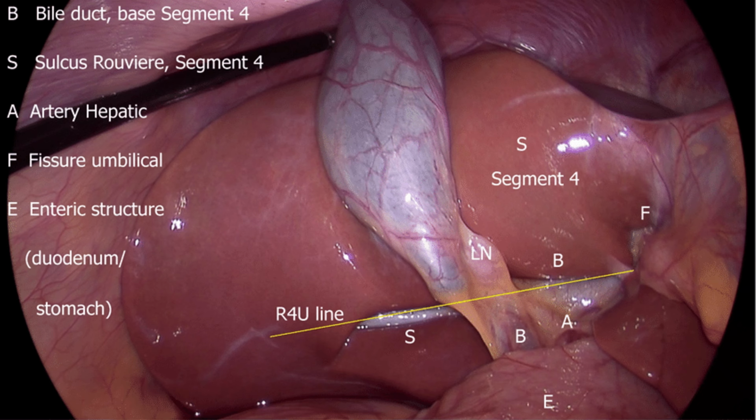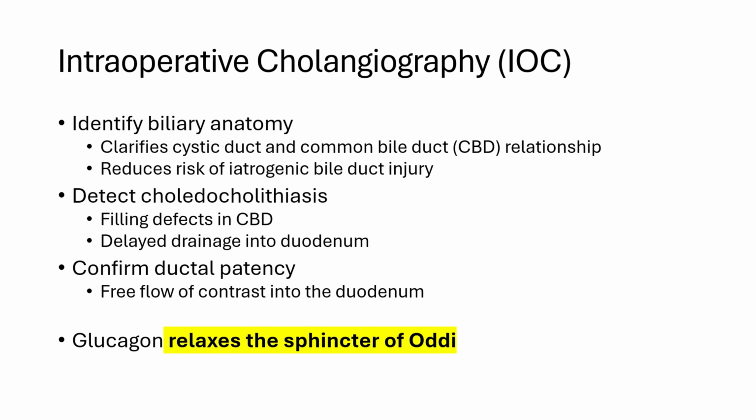So with all these boxes checked, we can confidently and safely go ahead and cut the cystic duct, the cystic artery, and remove the gallbladder. If the surgeon suspects that there's a stone within the common bile duct, more often than not, they will perform an intraoperative cholangiogram or an IOC.